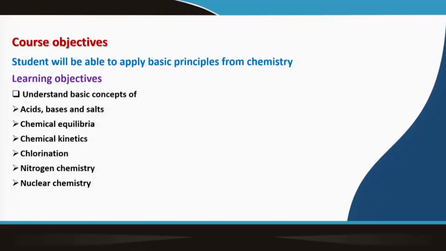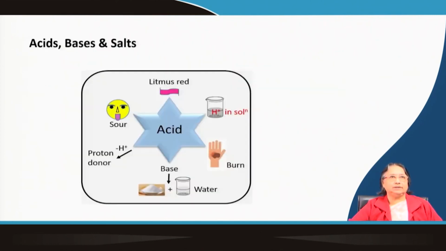Professor Sudha Goel. The objective of this environmental chemistry course is shown. Students will be able to apply basic principles of chemistry. The course will cover the following topics: acids, bases and salts, chemical equilibria, chemical kinetics, chlorination, nitrogen chemistry and nuclear chemistry. So, in my first lecture I will start with acids, bases and salts.